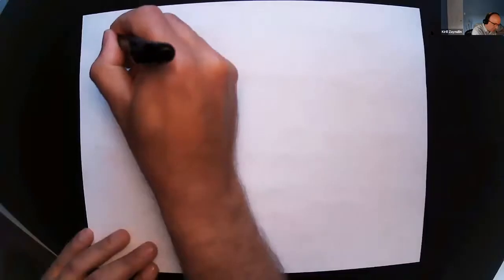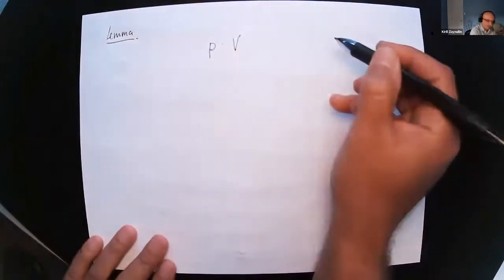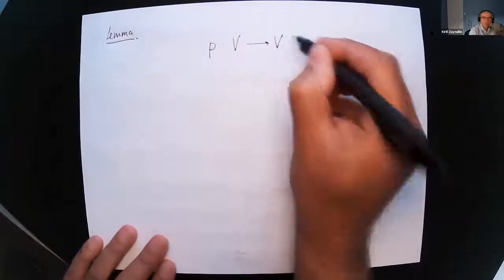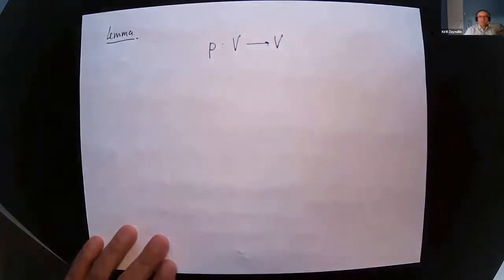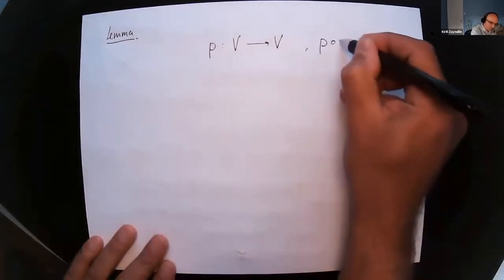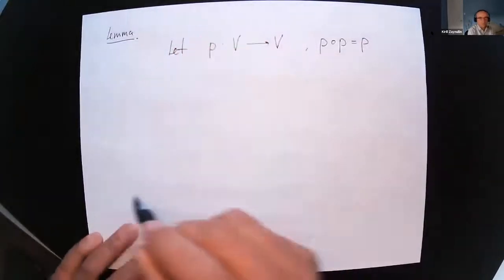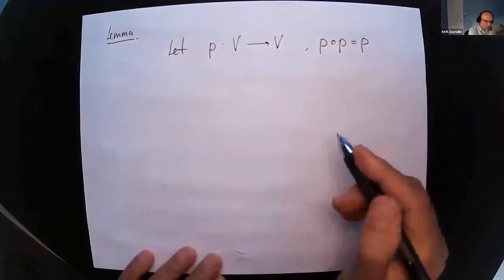Okay, so there's a lemma. Suppose we have a projection. We all now know that it's a linear operator from some vector space V to itself. So it's a linear transformation which satisfies this nice condition: P composed with P is P. So let P be a projection.